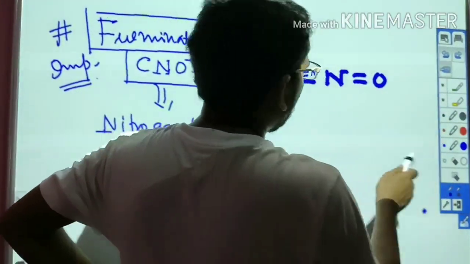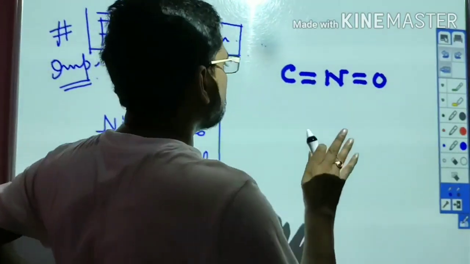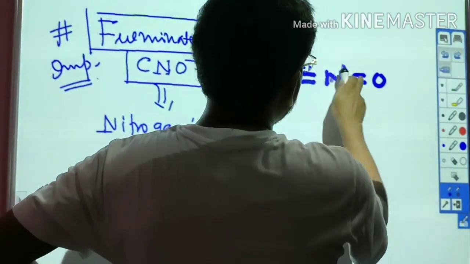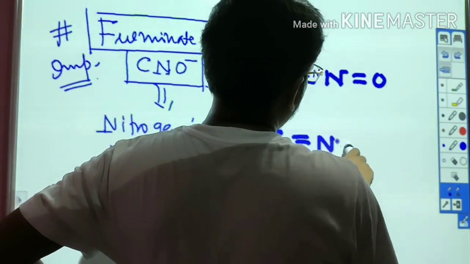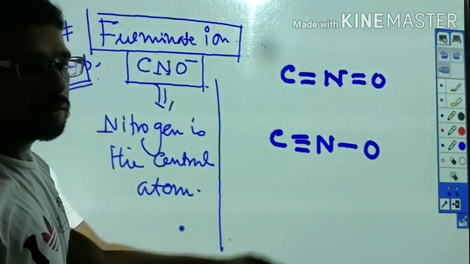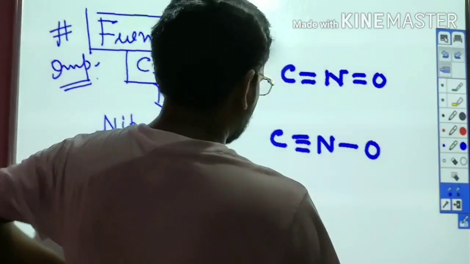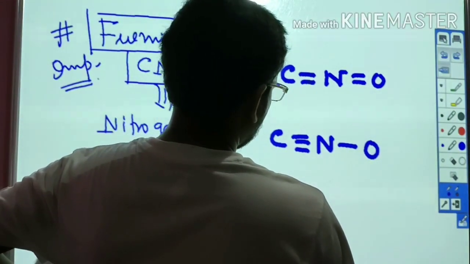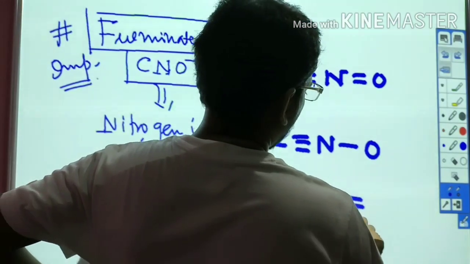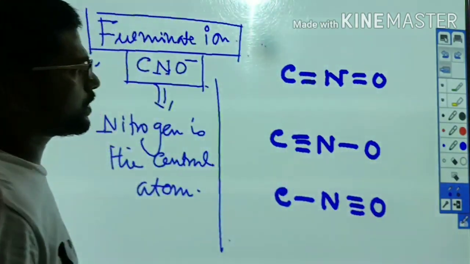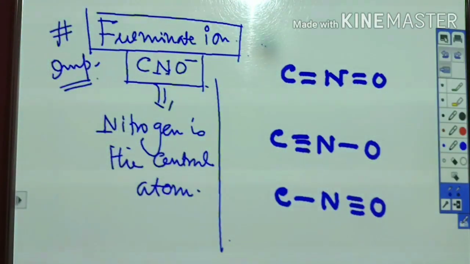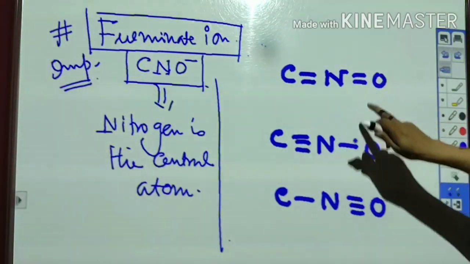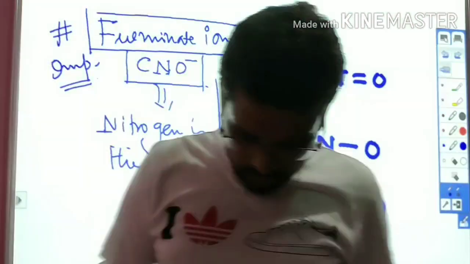Before that, let me draw some other possibilities. So 2 sigma 2 pi means you can draw C triple bonded N single bonded oxygen. This is one possibility. One more possibility, C single bonded N triple bonded oxygen. So these three possibilities are there. Out of these three possibilities, I need to find the best one. Which one will be the best one?